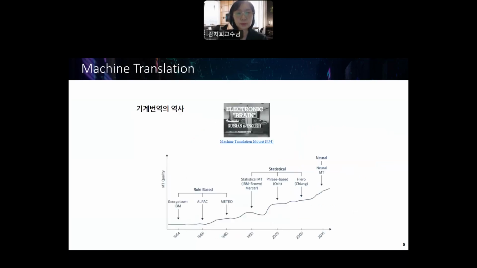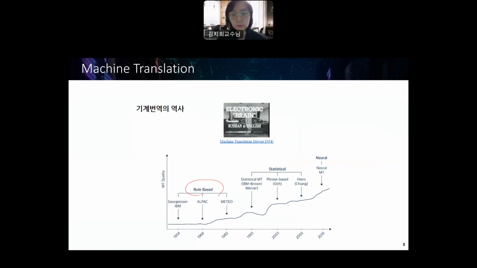This shows some history of machine translation. A very long time ago, there was a movie about machine translation. It was 1954, about how to translate Russian to English. They called it an electronic brain. And if you look at this timeline, from 1954 to 1982, the popular approach was basically rule-based, handmade rules that translate one phrase to another phrase in different languages.